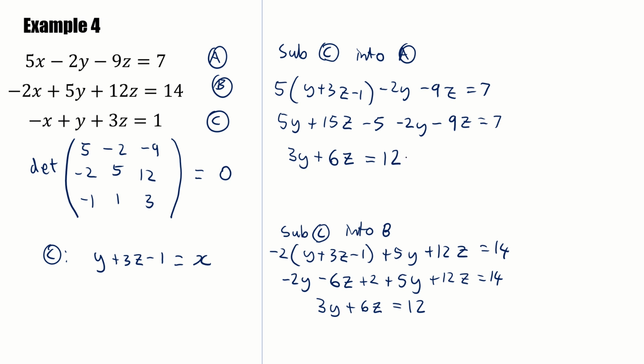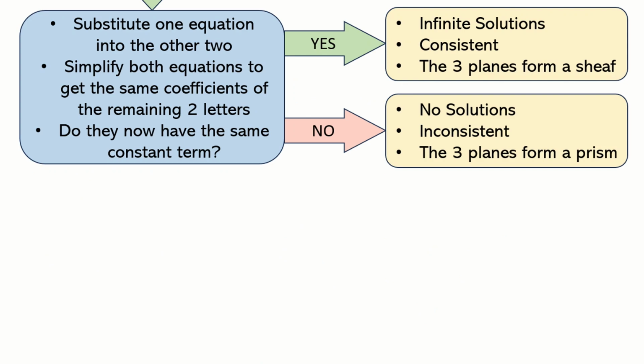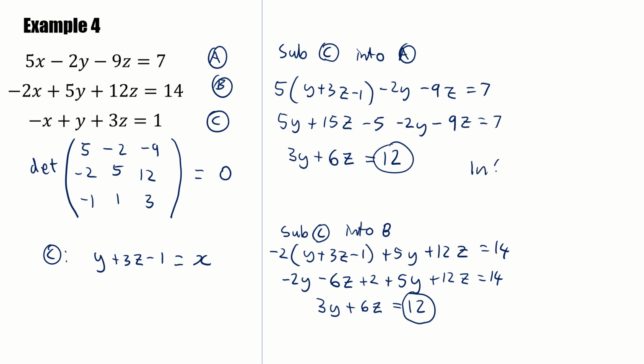And therefore, all we've got to do is check the numbers on the end. Are they the same or are they different? Well, this time they were the same. So therefore, we can say there are infinite solutions. And therefore, they're consistent because there are solutions. And it also makes sense. The equations are literally agreeing with each other because they're literally the same equation.